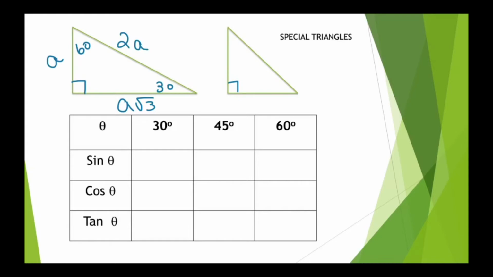This next special triangle is a 45, 45, 90 triangle. The wonderful thing about a 45, 45, 90 triangle is that these two are the same value because they're isosceles.